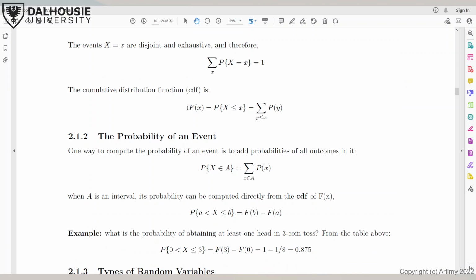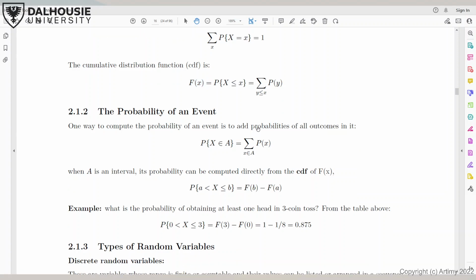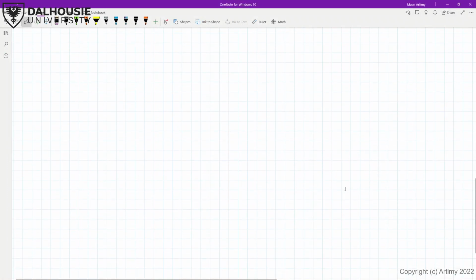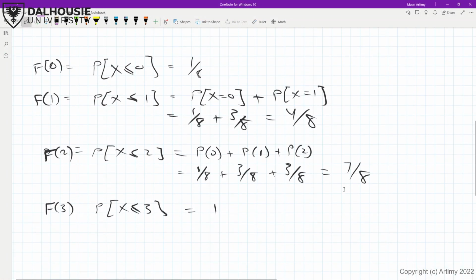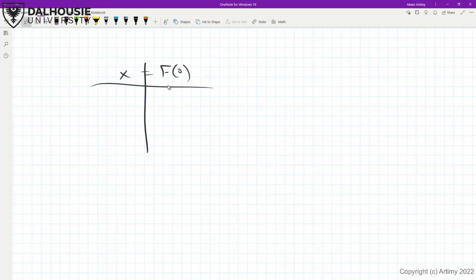So here is the official definition of the CDF: F of x is the sum of all probabilities up to and including x. If I am given x and, let's say, a table, the table just gives me x and small f of x here.